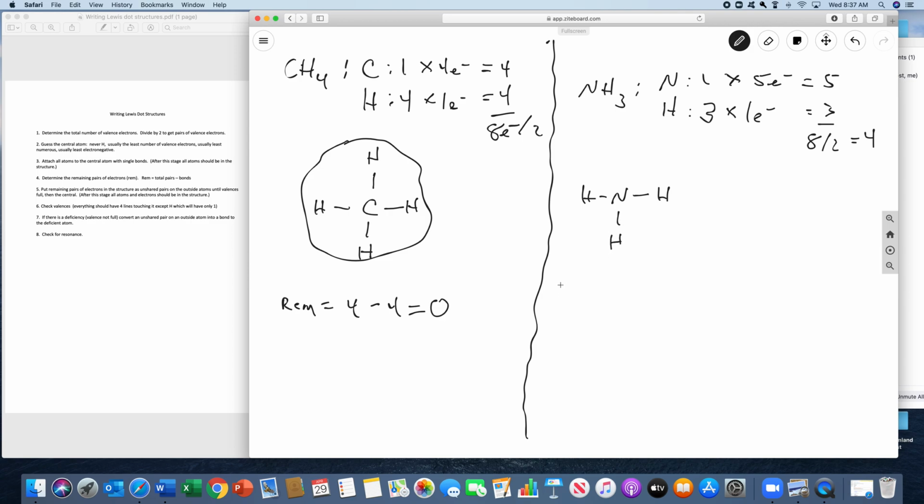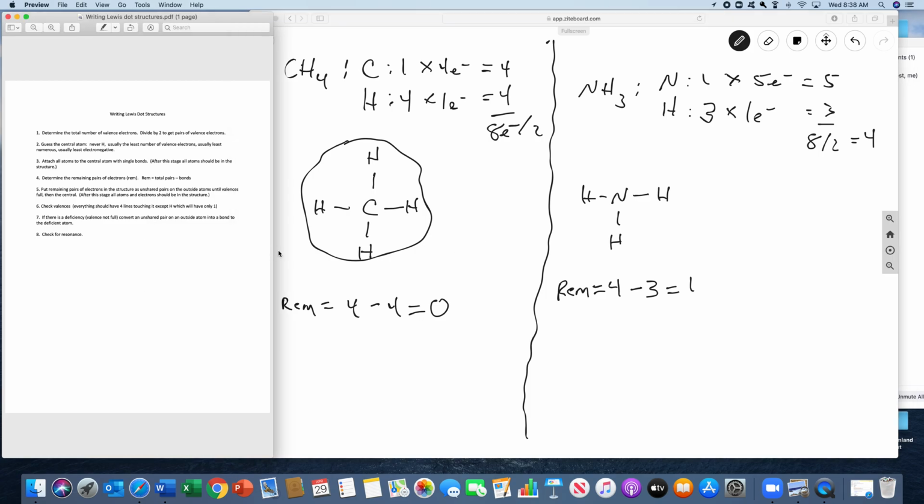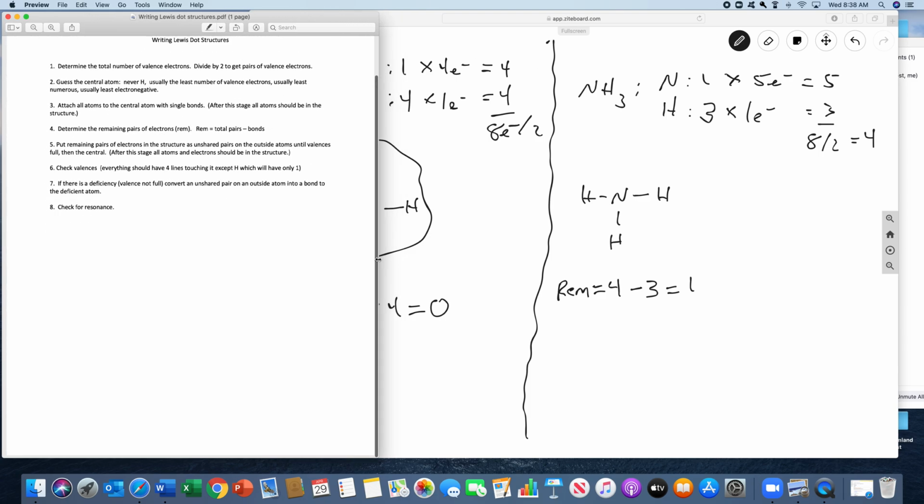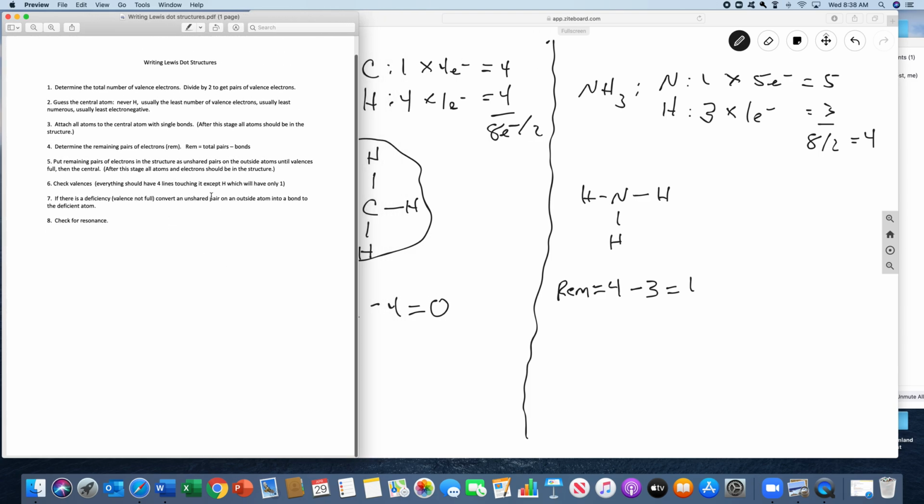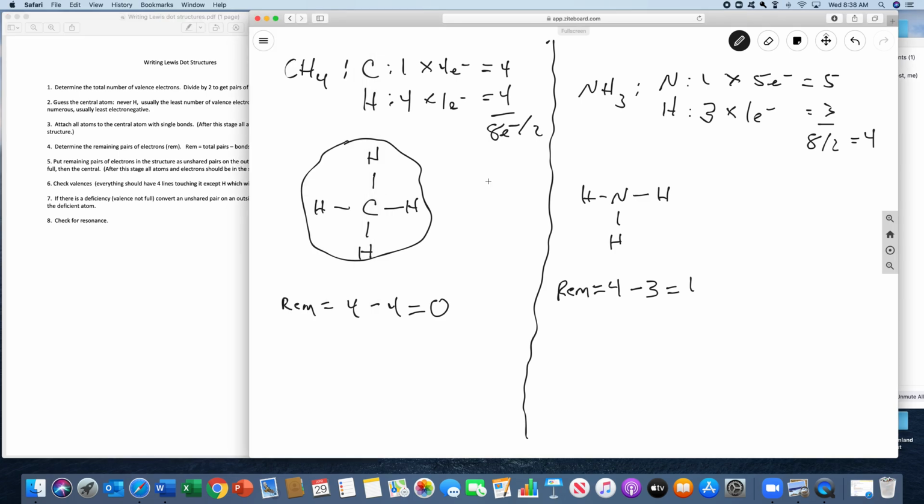All right, so now for my remaining pairs, I had 4. I've used 1, 2, 3. That means I've got a pair of electrons that I've got to put in the structure. Now, where do I put it? It says to go to the outside atoms. It says to put the remaining pairs in the structure as unshared pairs on the outside first until the valences are filled. But in this case, the outside atoms are hydrogen, the valences are filled. So then we're going to put the unshared pair on the nitrogen.